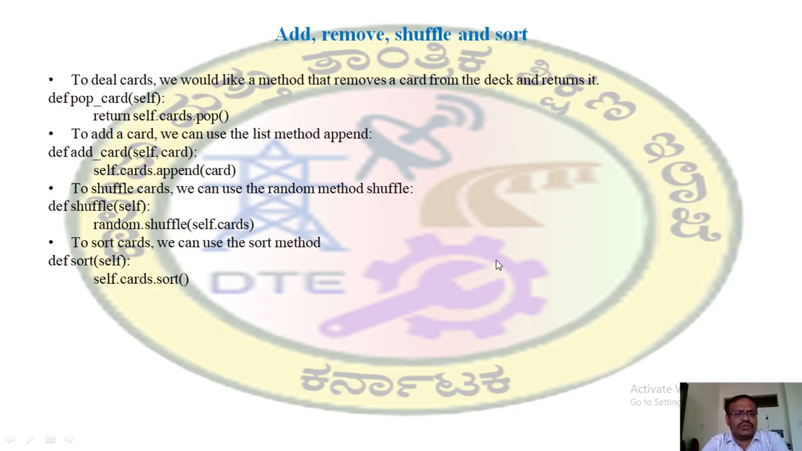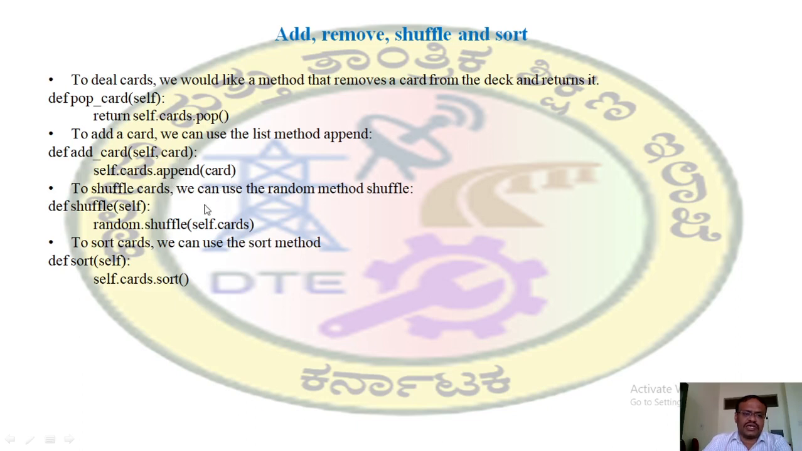And to deal with cards, we would like a method that removes a card from the deck and returns it. To remove the card from the deck, we have a method called pop_card, that is self.cards.pop. And to add a card into the deck, we have add_card(self, card), that is self.cards.append(card).